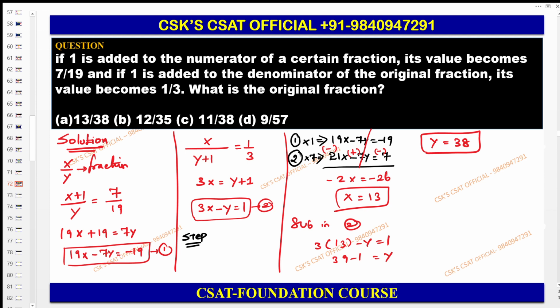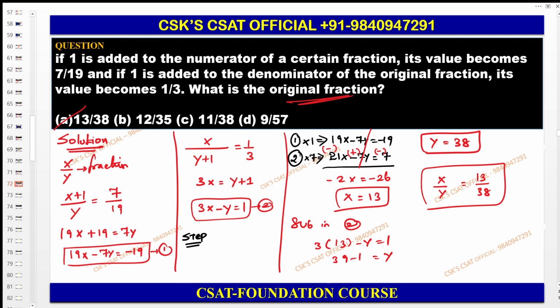But the question is asking for the original fraction. The original fraction is nothing but x by y. That x is 13 and y is 38. So the answer for this question is 13 by 38. That's it. Why we are finding y here is, listen, while going through the options, with x we can say the answer is a. Suppose if two options contain 13, then obviously we need to find y. That is why we have found y here. Okay, fine. Clear? Shall I move on to the next question?